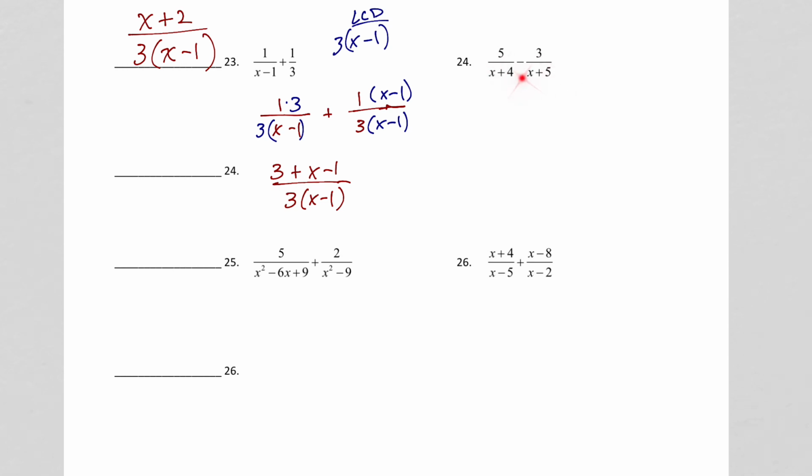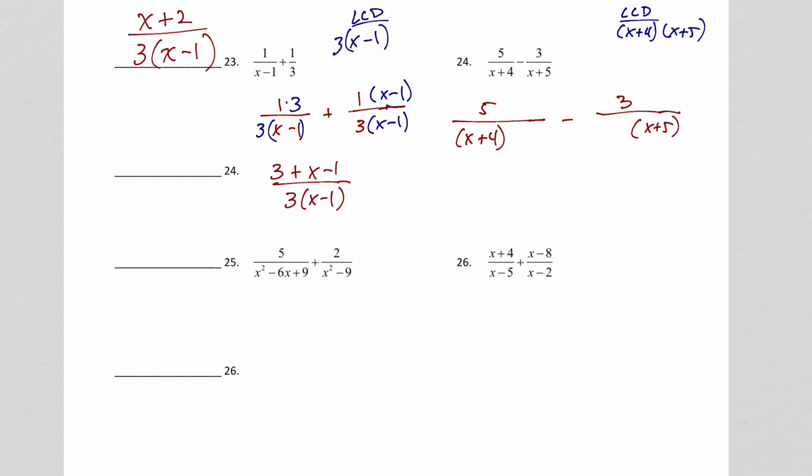Okay, first thing we want to do is determine the LCD. Because these are different, the product of these is the LCD. So the LCD is x plus 4 times x plus 5. So if we start with this original 5 over x plus 4 minus 3 over x plus 5.